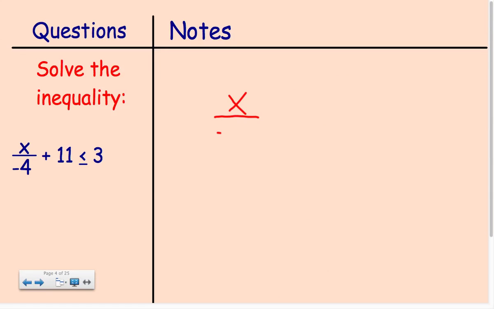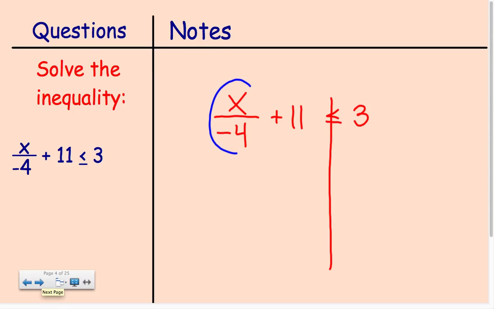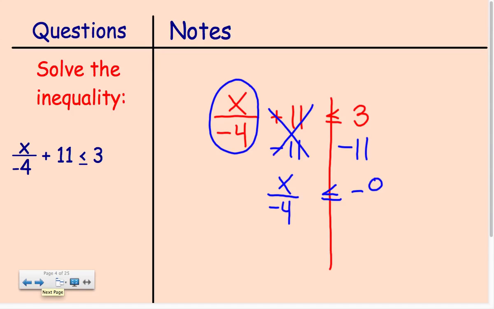x divided by negative 4 plus 11 is less than or equal to 3. Train tracks. My couple is the x over negative 4. My third wheel is the plus 11, so I'm going to minus 11 on both sides. Bring down the x over negative 4. Bring down my inequality. 3 minus 11 is negative 8.